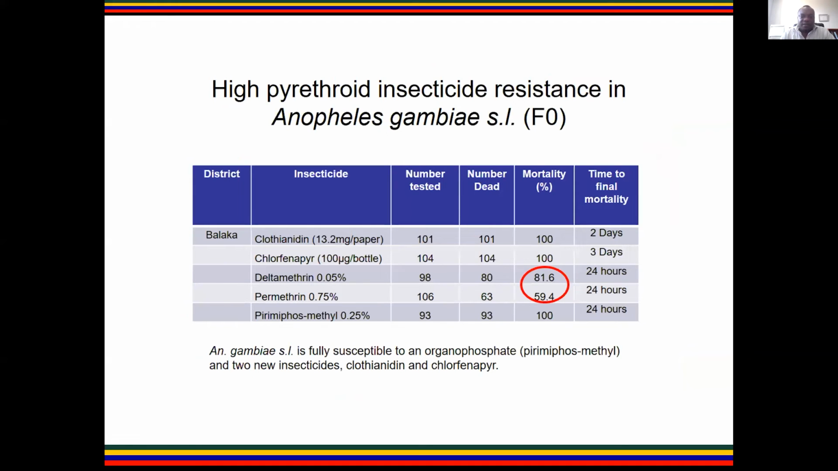So from the first analysis, basically, it showed high resistance, especially to permethrin and deltamethrin, and a high mortality associated with newer compounds, chlorfenapyr, in the two sites.